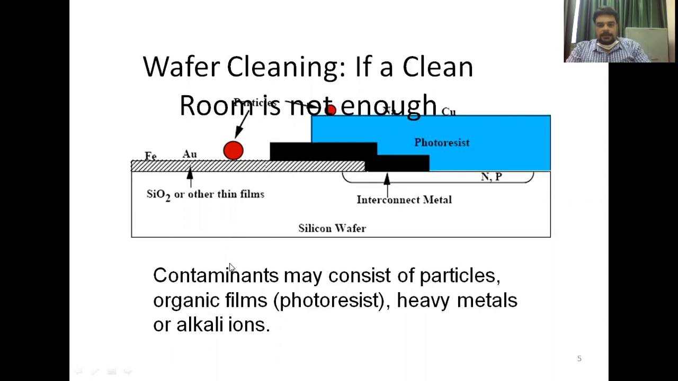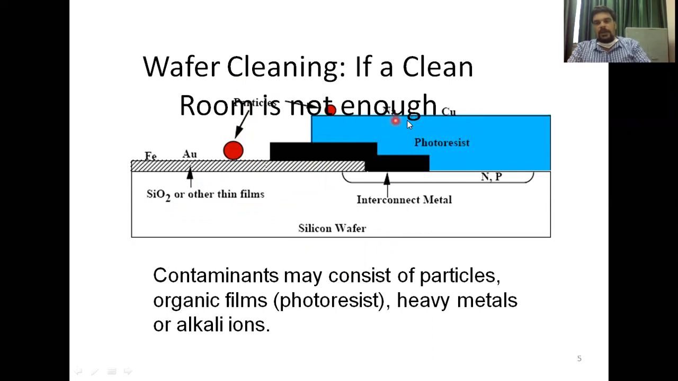Now, what are the contaminants? Contaminants may consist of particles, organic films such as photoresist, heavy metals, or alkali ions. Here in this figure you can see this is your silicon wafer. Silicon dioxide or other thin films are here. These are the particles that will act as the impurities. This is the film. These all are the contaminants.